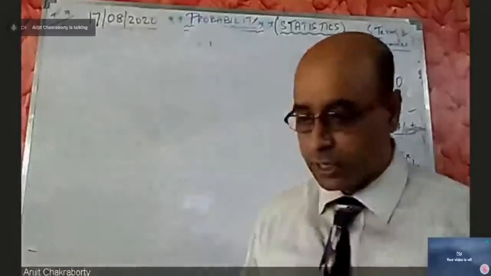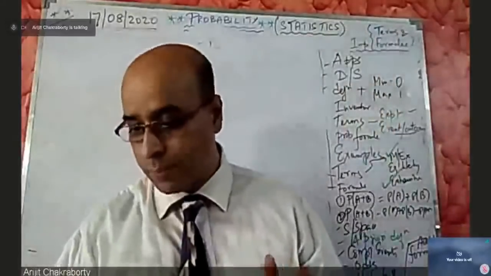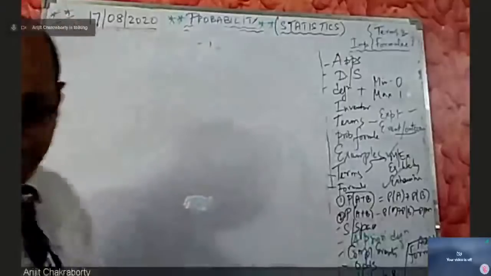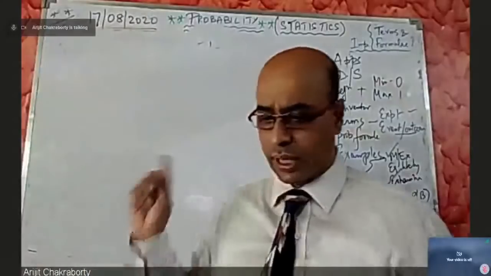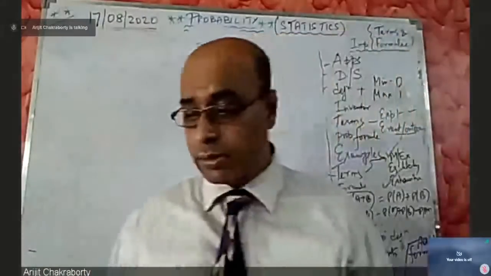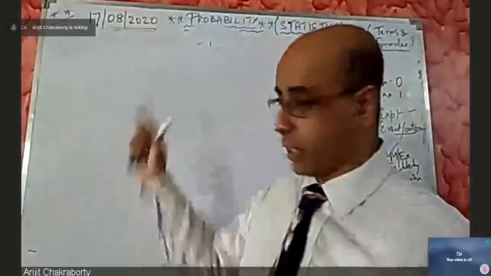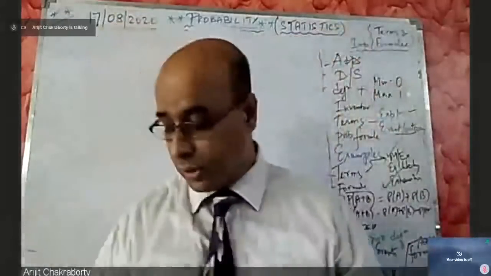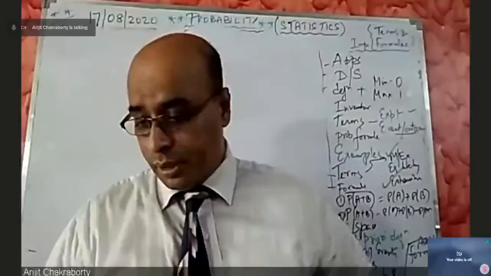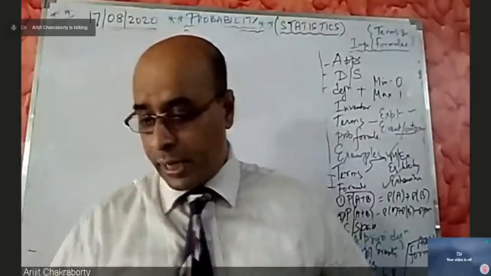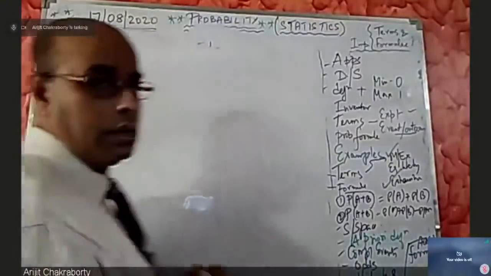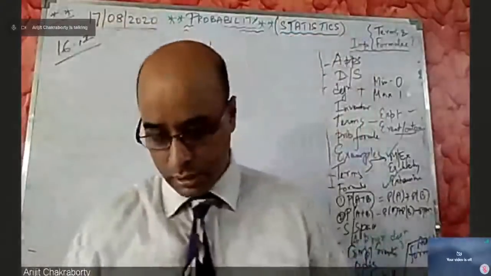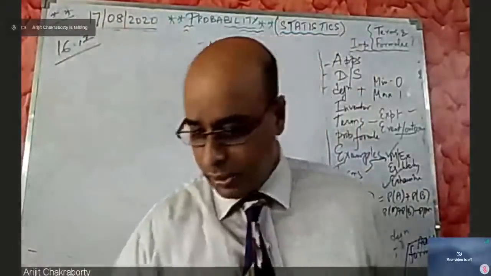We take up 16.10. A coin is tossed three times. I think we have done this. We have done this. A coin is tossed three times. What is the probability of getting two or more heads? This is done, so I will not do this. This we have already done in the first example. Okay, fine. Then let us take example 16.12.